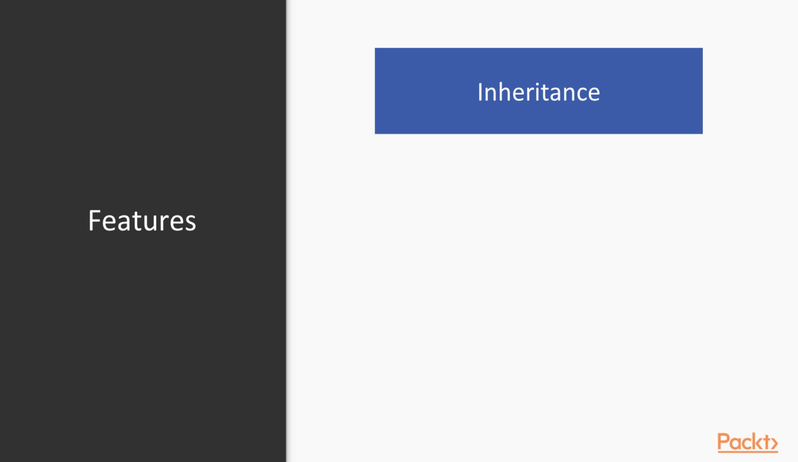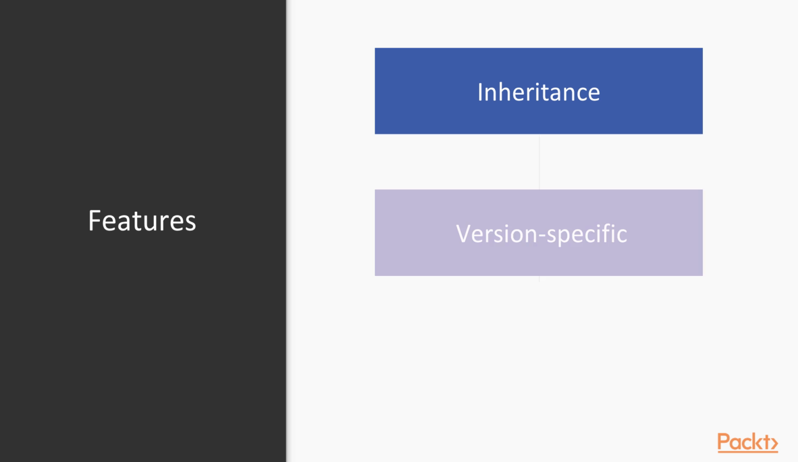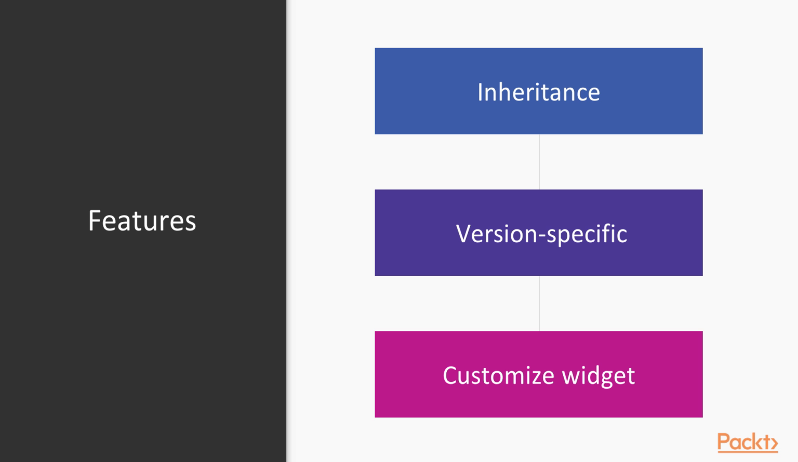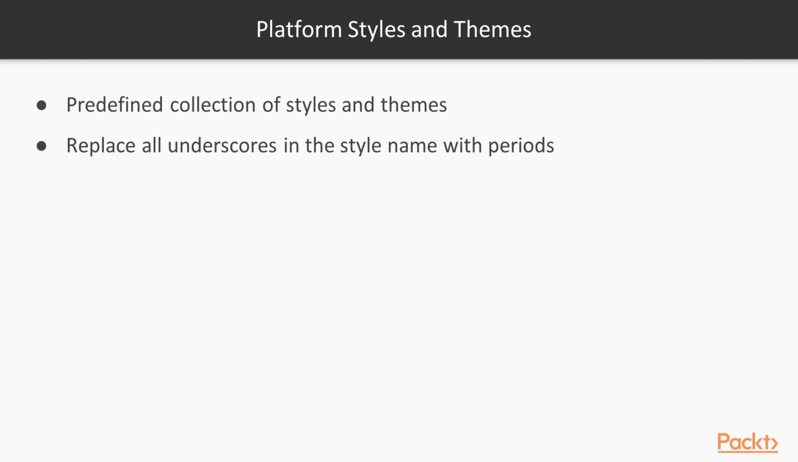With styles and themes, we can use inheritance. Also, we can define a theme for a specific version of Android. Customizing widgets like button, text view, checkbox, or other widgets is so easy. Android has lots of predefined collections of styles and themes, but be aware if you want to use them, you should replace all underscores with a period in the style name.